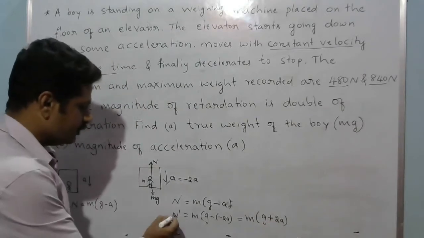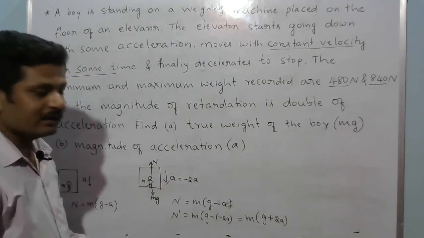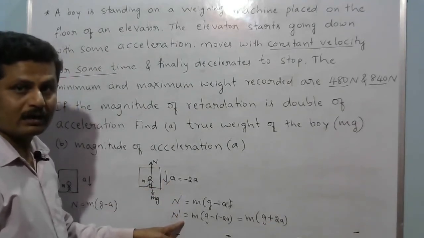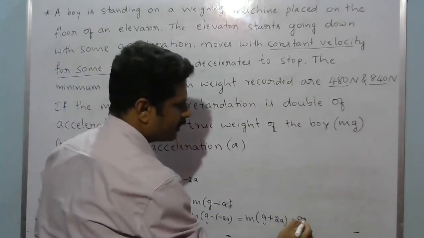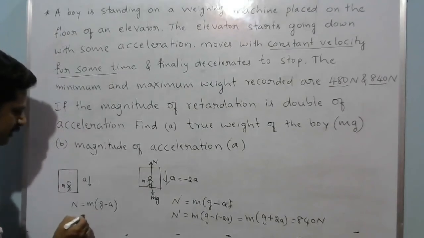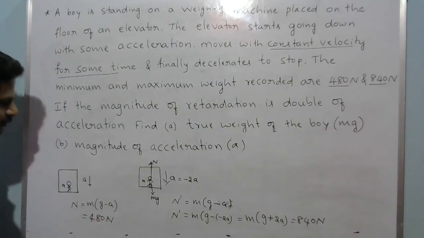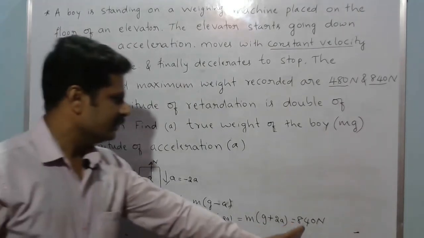So now we got here plus. So there will be more weight of the body when it is decelerating. When decelerating, more weight is recorded. How much is recorded? That is 840 Newton. But here, how much minimum weight is recorded? This is equal to 480 Newton recorded. This is the thing we have to keep in mind. 480 Newton is recorded here, and here 840 Newton.